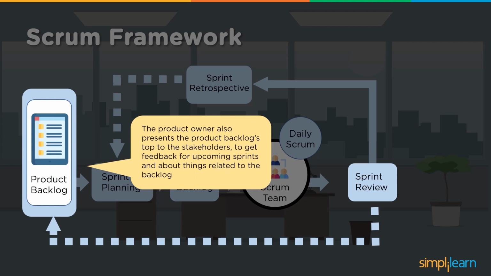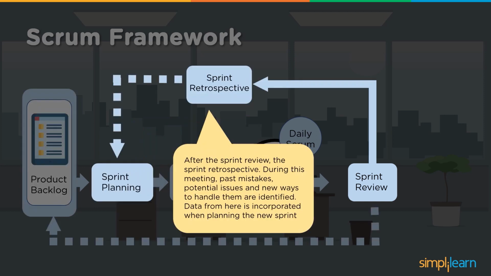Now this one sprint is complete. For the next sprint, what should be the prioritization? The product owner has to speak with the stakeholders so that there is a good understanding, a good handshake, on what needs to be delivered and what the priority is in the given list. Then the sprint retrospective happens. After the sprint review, the sprint retrospective happens.